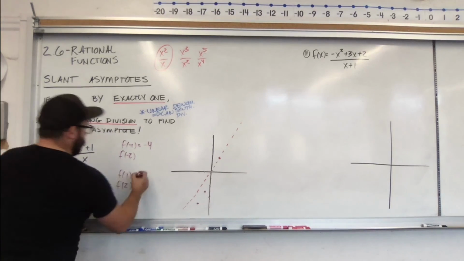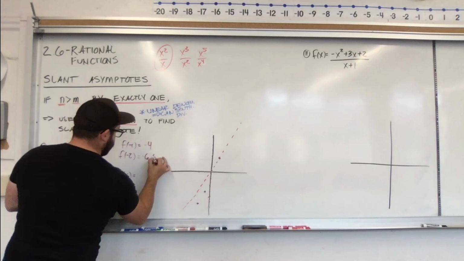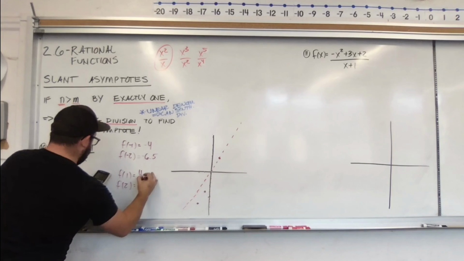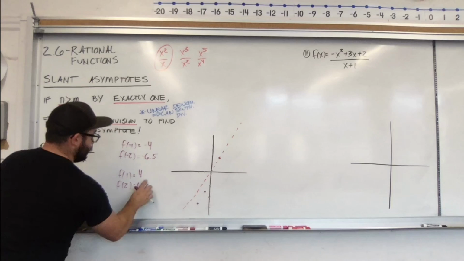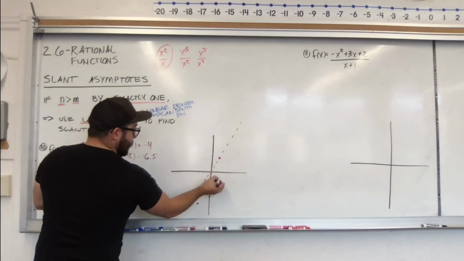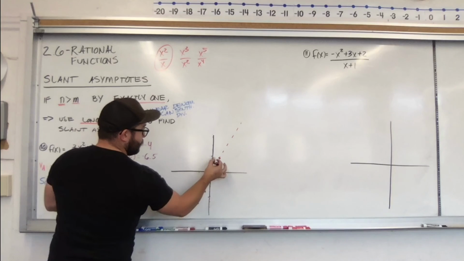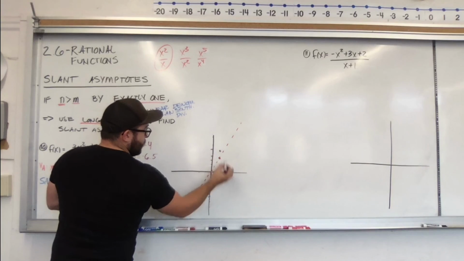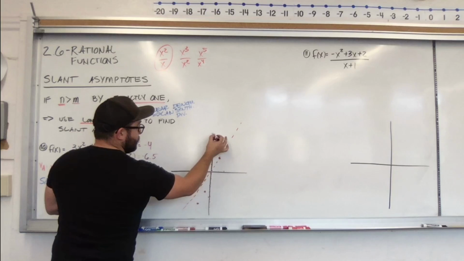And then f of 1, 6.5. F of 1 is going to give me 4, and f of 2 is, it's not 6.2, it's 6.5. So f of 1, we go up 4, 1, 2, 3, 4. And f of 2, positive 6.5.